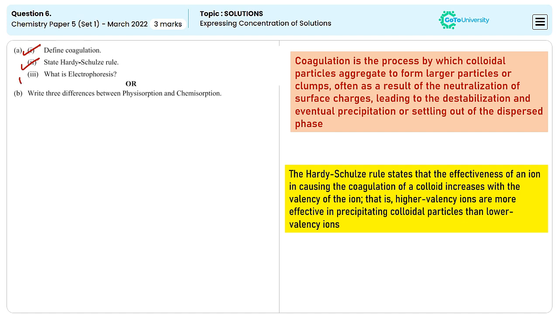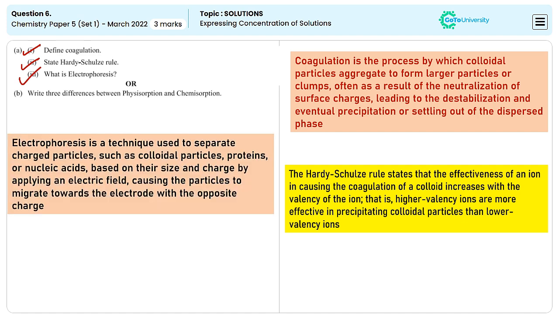And in the third one, we need to define the process of electrophoresis. Electrophoresis is a technique used to study the movement of charged colloidal particles under the influence of an electric field. In electrophoresis, the colloidal particles migrate towards the electrodes of opposite charge due to their electrical charge. The rate and direction of the movement provide information regarding the charge and size of the colloidal particles. This technique is useful in analyzing and separating different colloidal particles based on their electrophoretic mobility.